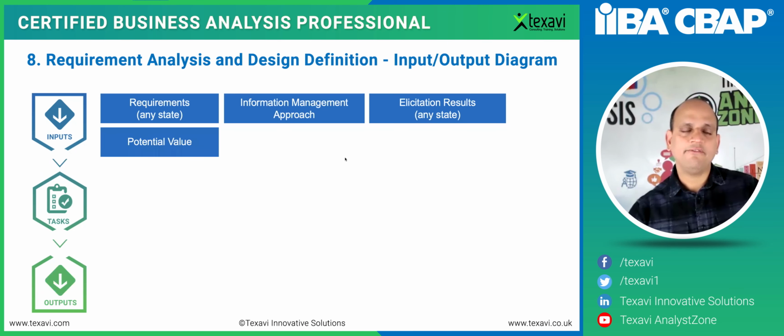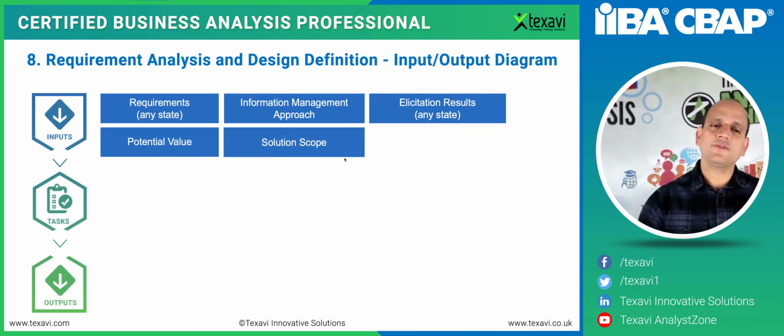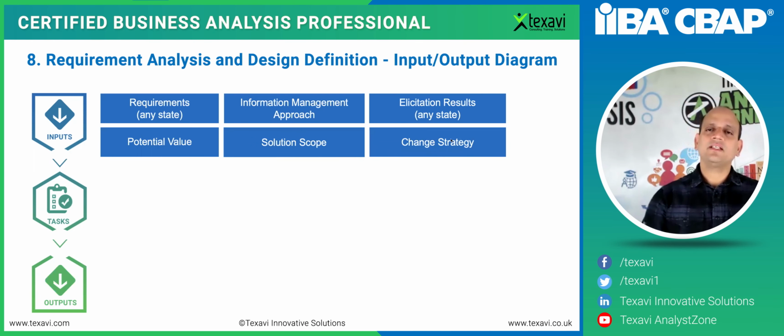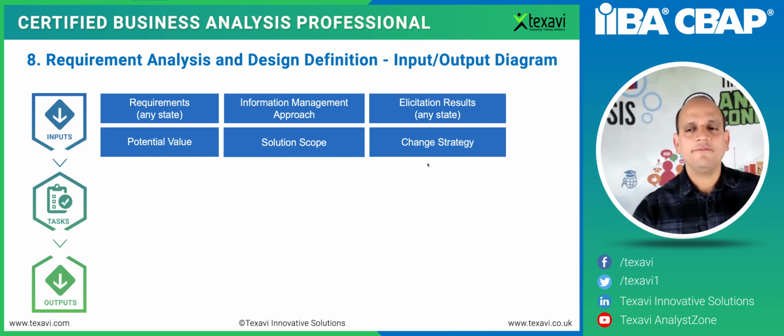What is the potential value that we have defined for the proposed solution, the solution scope, what is in scope and what is out of scope, and then the change strategy that we have just discussed in the last knowledge area. So all of these are going to be feeding into what we have identified as the requirements analysis and design definition tasks or activities that we are going to conduct within this knowledge area.